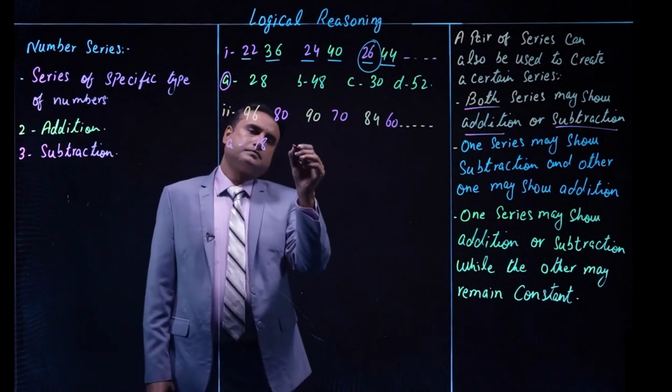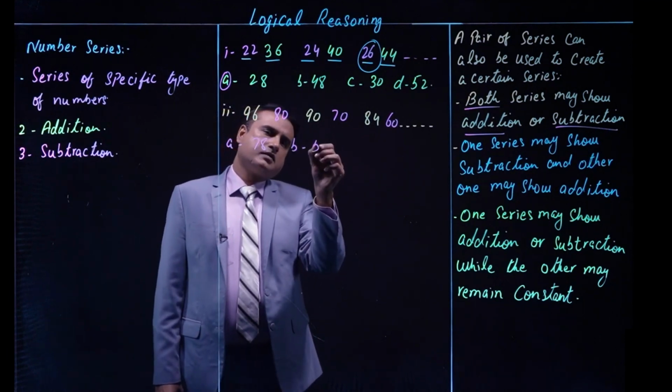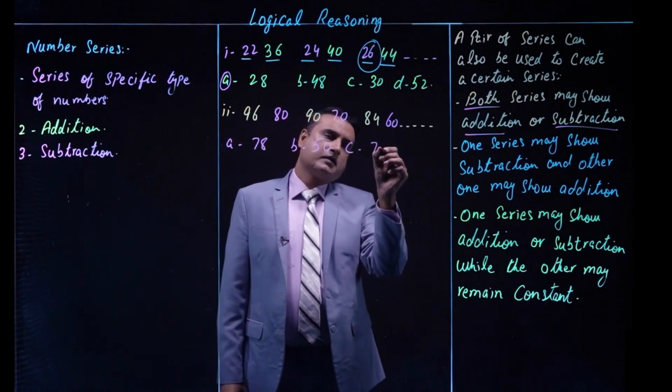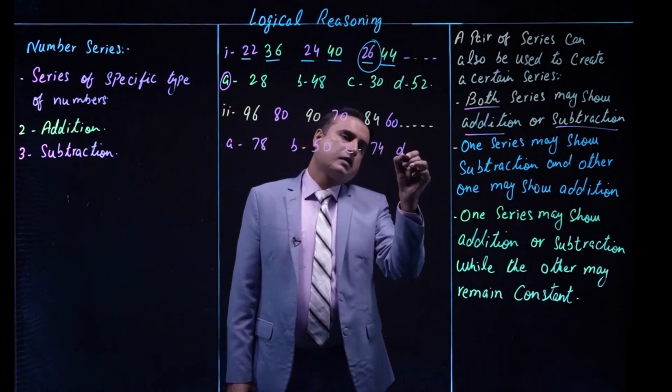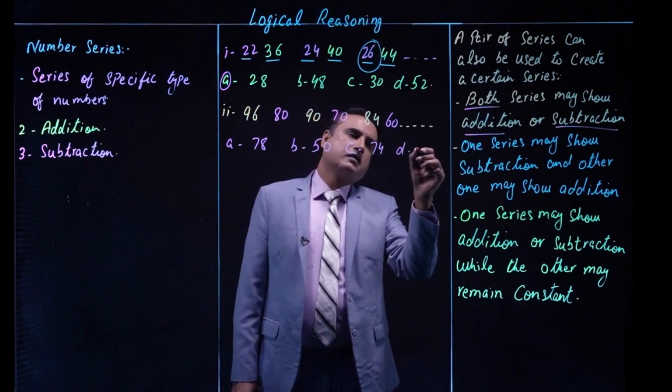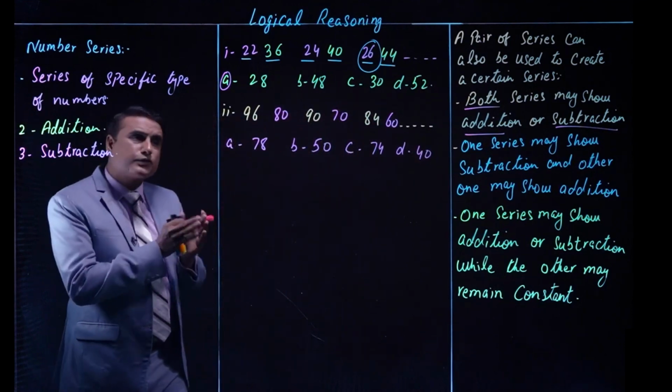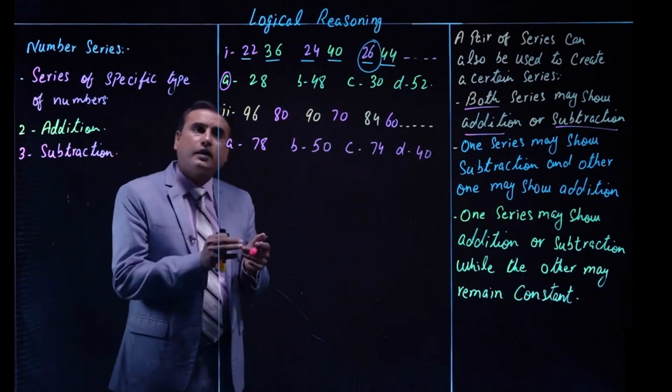78, beta, 50, Charlie, 74, and delta 40. Now in both the series we are actually using the subtraction.